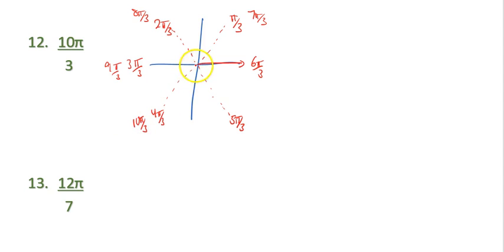So this is where I land. That means my terminal side is here, but I need to draw my directional arrow to show that I went around more than once. So my directional arrow needs to show that 10 pi over 3 is more than one time around the circle.